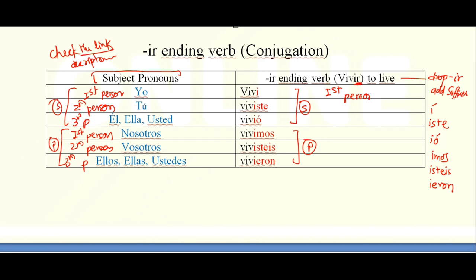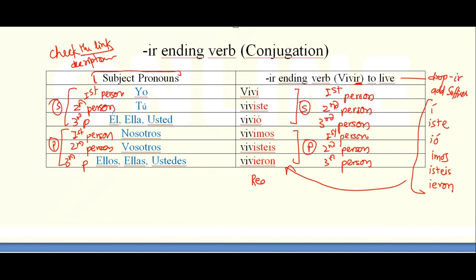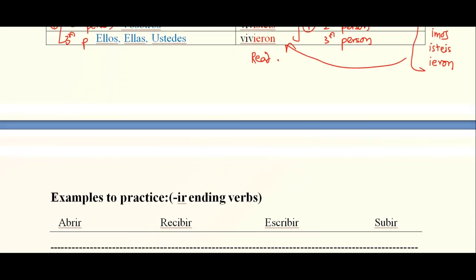Viví, first person conjugation of vivir in pretérito indefinido. Viviste, second person conjugation. Vivió, third person conjugation. These are singular conjugations. Vivimos, first person plural conjugation. Vivisteis, second person plural. Vivieron, third person plural conjugation. We'll revise it again. Viví, viviste, vivió, vivimos, vivisteis, vivieron. You also can read with me. Viví, viviste, vivió, vivimos, vivisteis, vivieron. Accent on first and third person singular.